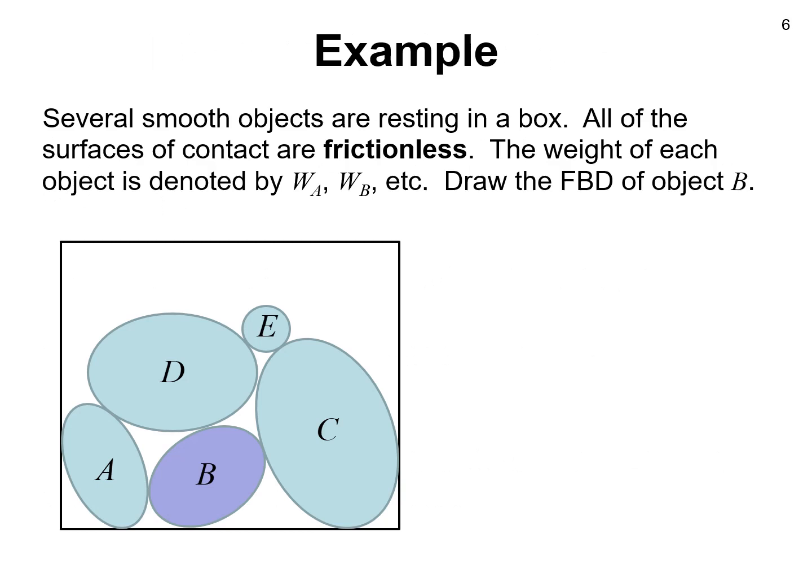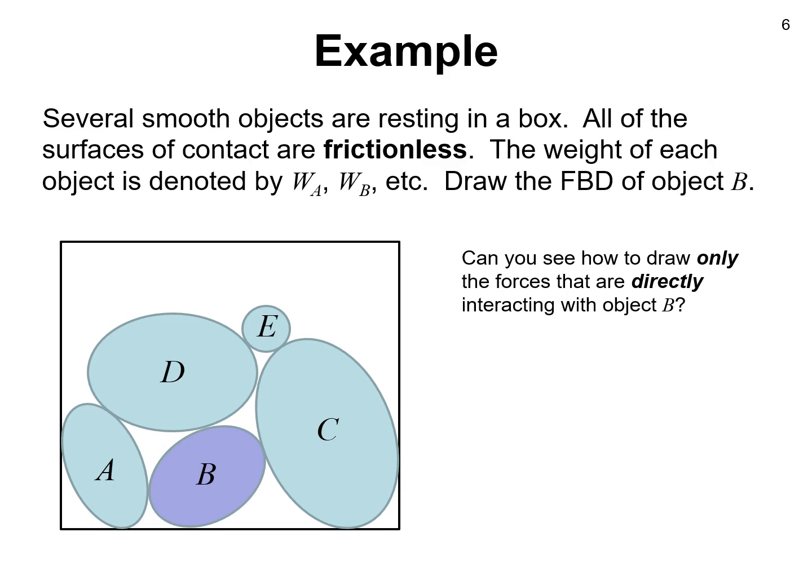So, for example, I'll see if you can intuitively discover this partly on your own without further comment from me. Imagine you have a box, and inside the box there are a bunch of smooth pebbles. Smooth is another way of saying frictionless. And let's say each pebble has a weight. Now the objective here would be to draw the free body diagram of the object B.